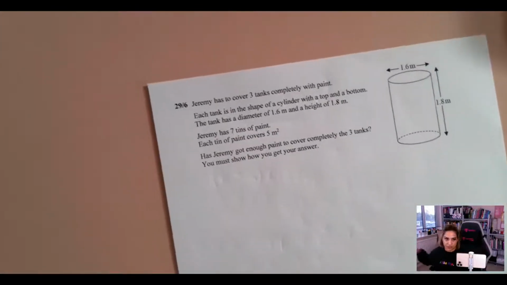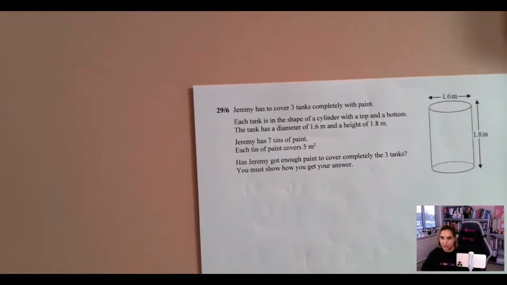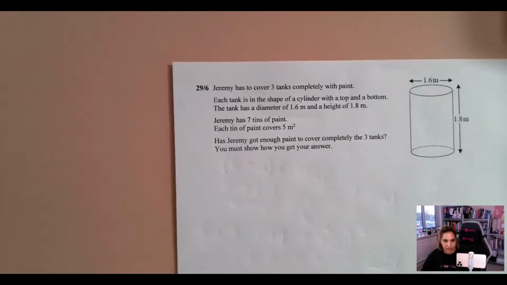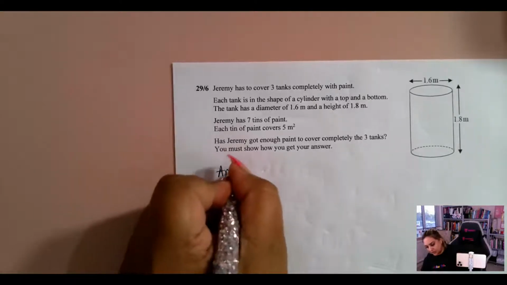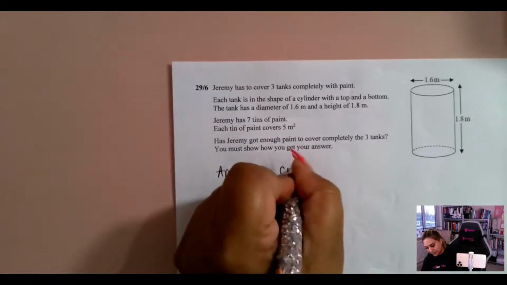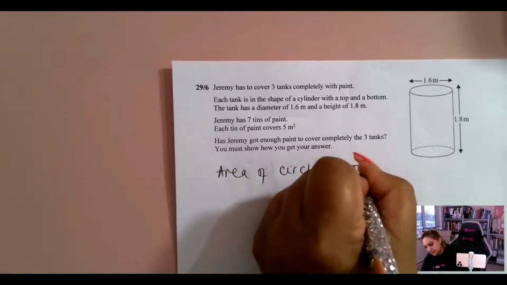This is the last question, which I think is quite a tricky question, but there are a few formulas that you need to know to be able to do it. Right, the area of a circle. So area of a circle is pi times r squared.